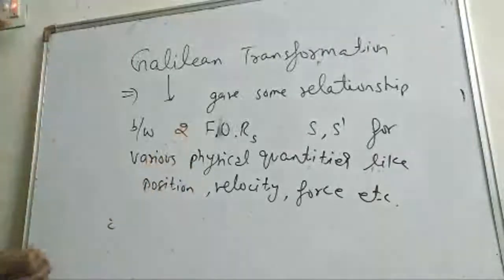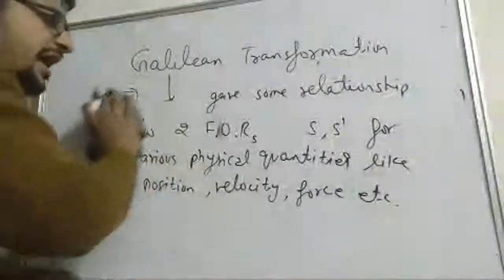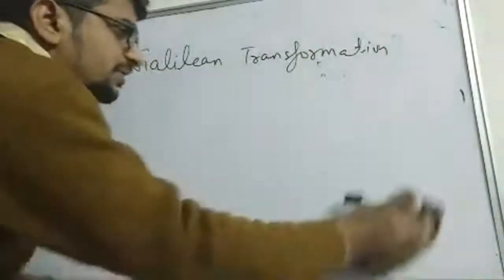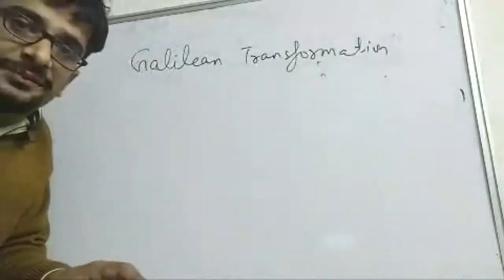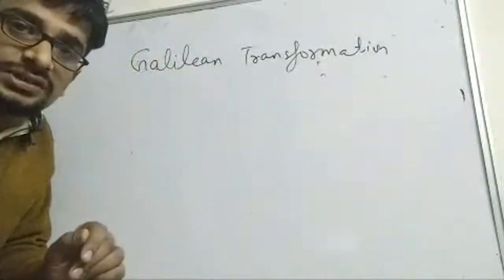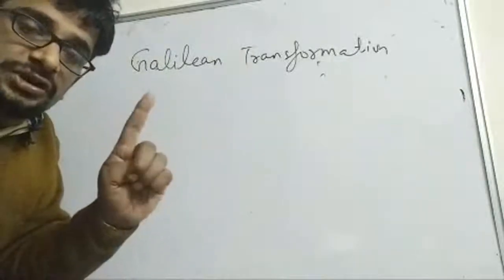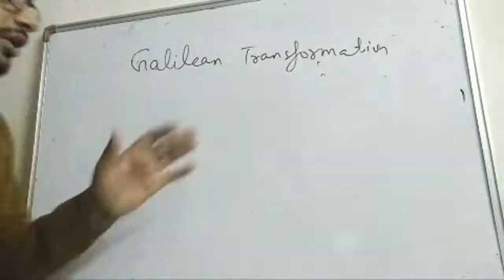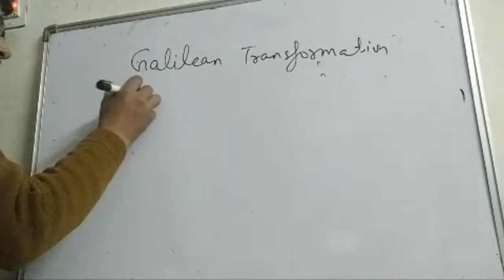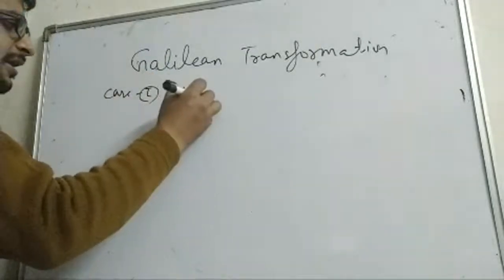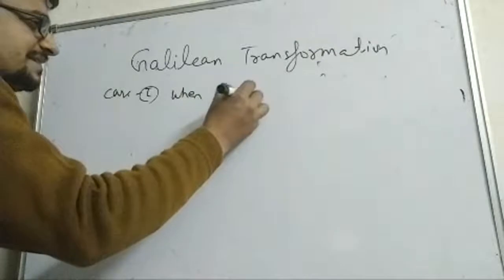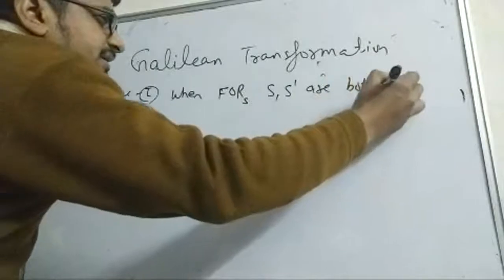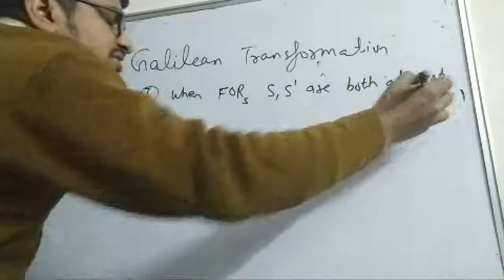Okay. Right. Good. Now, it's the definition, and we have some cases for the relationship between the position vector and velocity and acceleration and force also. We have four physical quantities: position vector, velocity, acceleration and force. Now, case first, where frames of reference S and S dash are both at rest. Both systems are at rest.